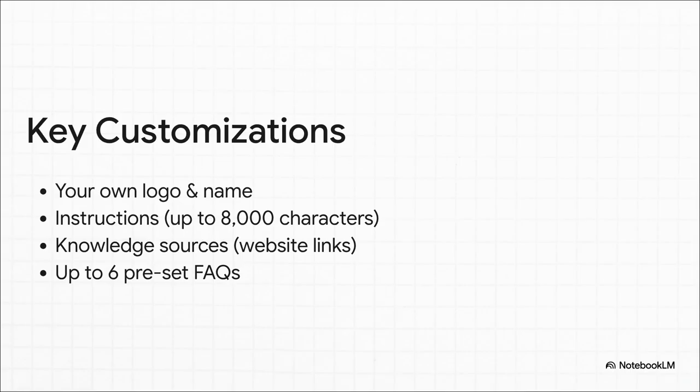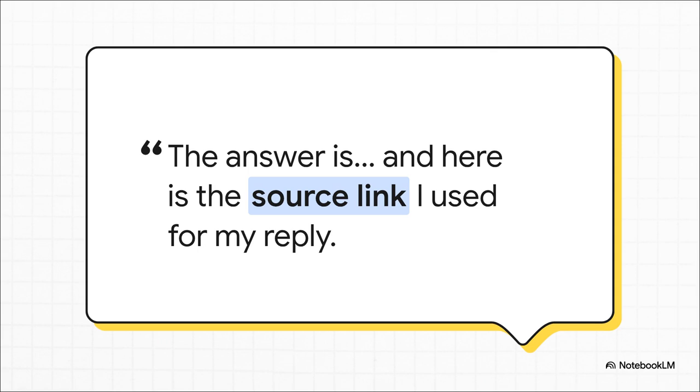And right from the get-go, the personalization is awesome. You can give it your own name, your own logo. The instruction box is huge. You get up to 8,000 characters to really define its personality and what it's supposed to do. Add your links, and you can even set up some preset questions to help people get started. But here it is, the absolute killer feature of a well-trained agent. When you ask it a question, it doesn't just spit out an answer. It tells you exactly where it got that information by giving you a source link. This is a total game changer for accuracy and helps kill those annoying AI hallucinations.